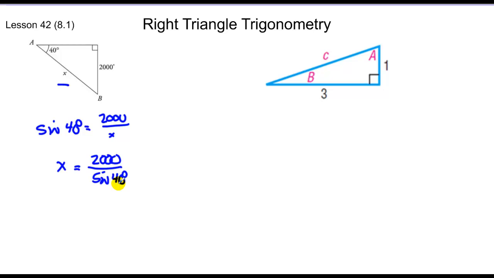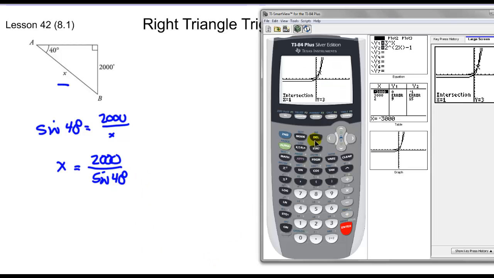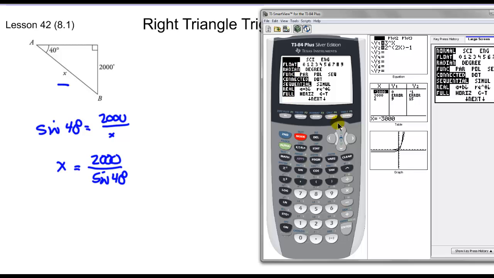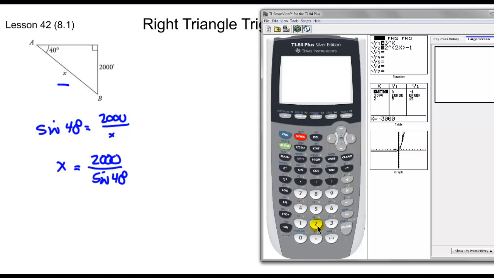Make sure now that your calculator is in degree mode, so we'll go to mode. Notice we're in radian. Go over to degrees and hit that. You're going to have to be conscious of whether it changes or not. And take 2000, divide that by the sine of 40, and we get an answer of roughly 3111.